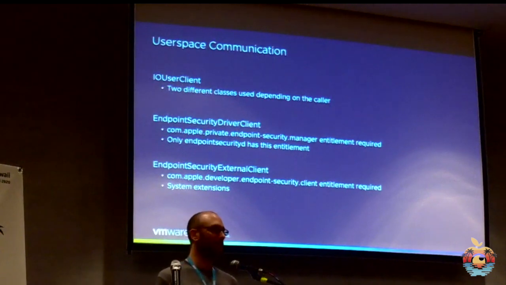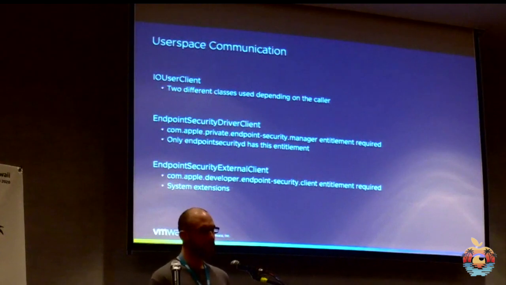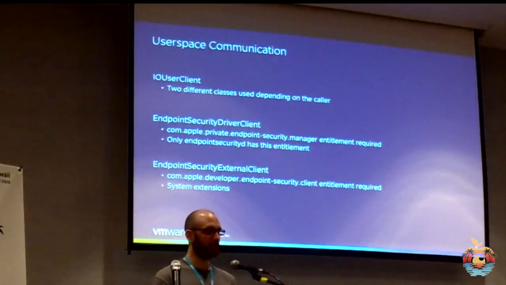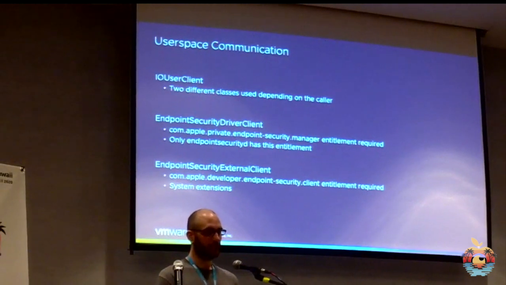So IOKit has an IOUserClient class. What you'll see in drivers is that you'll have a subclass of that created, and then when a user space application wants to talk to the kernel extension, it's communicating through that interface. In this case, there were actually two subclasses of IOUserClient in the driver, which was interesting. One was a class called EndpointSecurityDriverClient. This one requires the entitlement com.apple.private.endpoint-security.manager, and at least when I checked, in the original release of Catalina, there was only one binary on the system that has this entitlement, and that's EndpointSecurity.